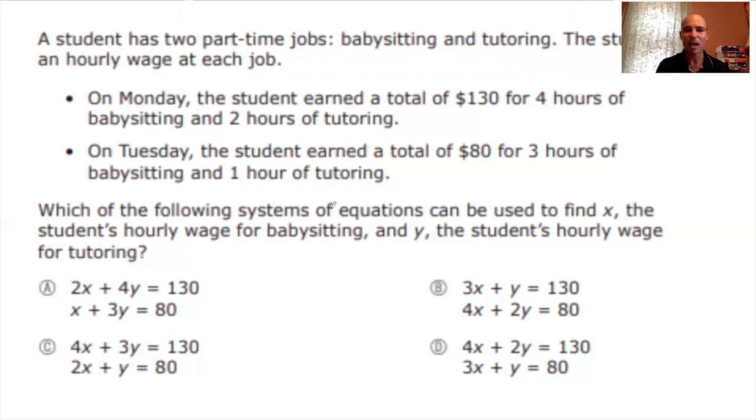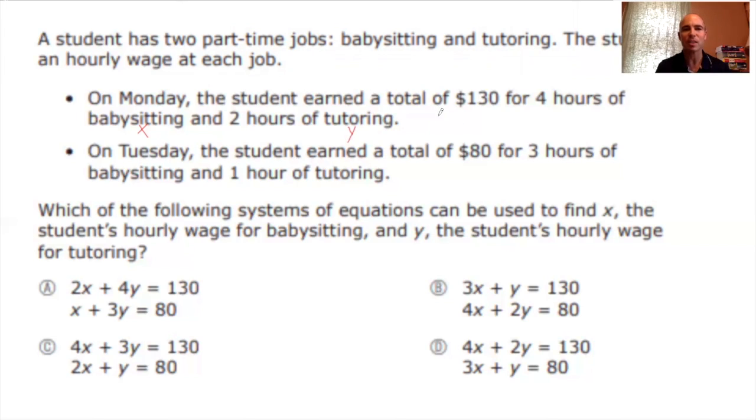Babysitting is x, tutoring is y, so we don't want to mix up the two. All right, probably what you have here is each sentence actually ends up being an equation, right? So let's see. 4 hours of babysitting, which we recognized was x, right? 2 hours of tutoring, which we recognize hourly wage was y, right? So we're looking for this.